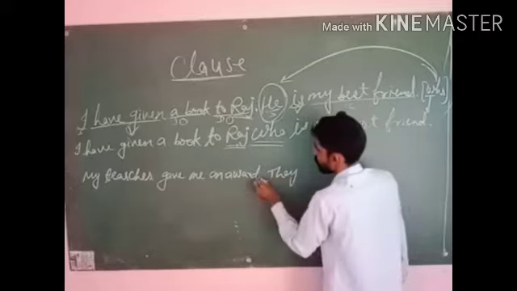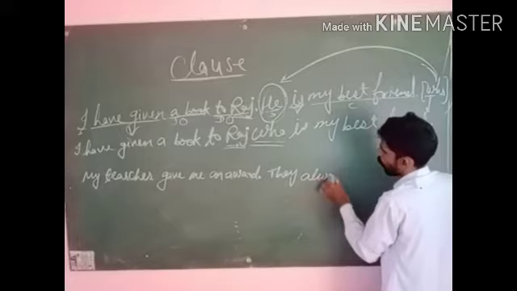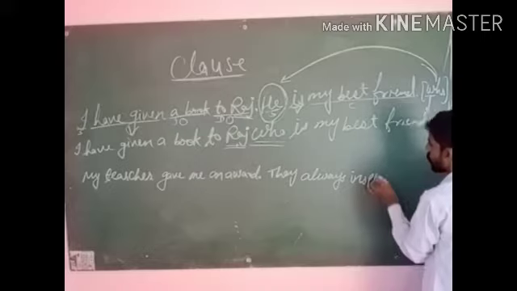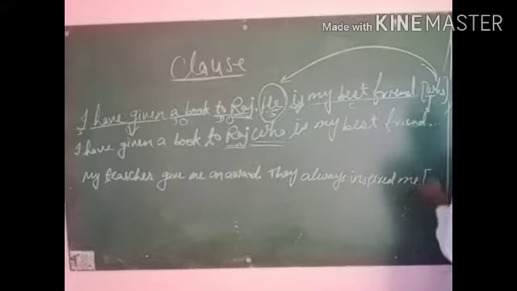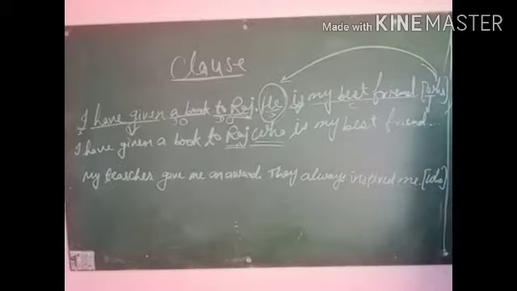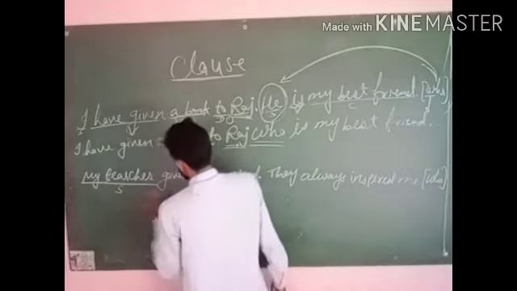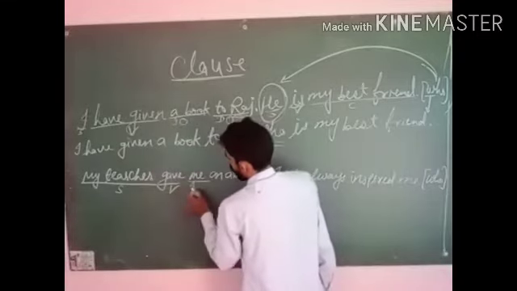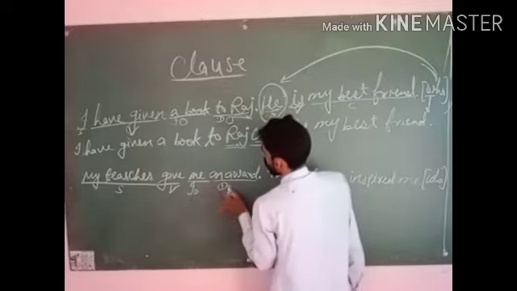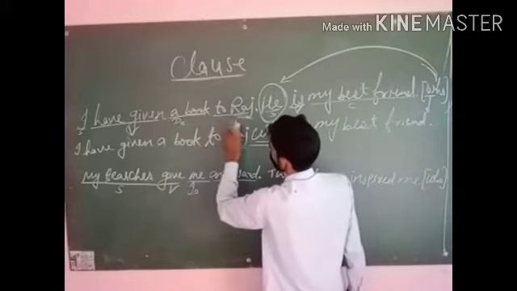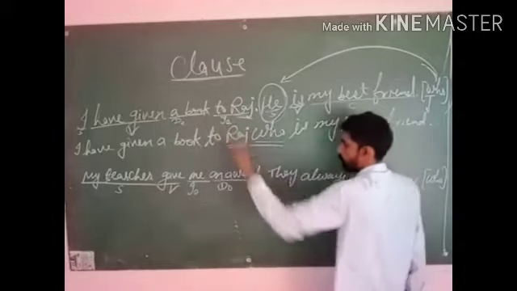They always inspired me. Inspired me. In brackets there is who. If we use the same trick here, we will fail to answer. We have to look at only this subject. My teachers is subject, gave is verb, indirect object, and this one is direct object. Okay, here this was direct object and this was indirect object. Okay, that is the opposite of it.